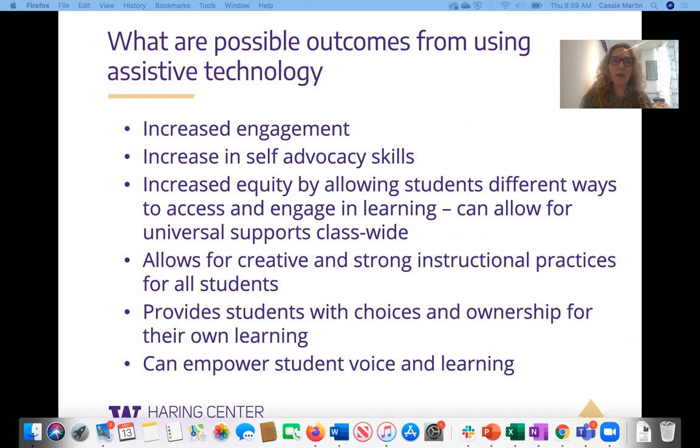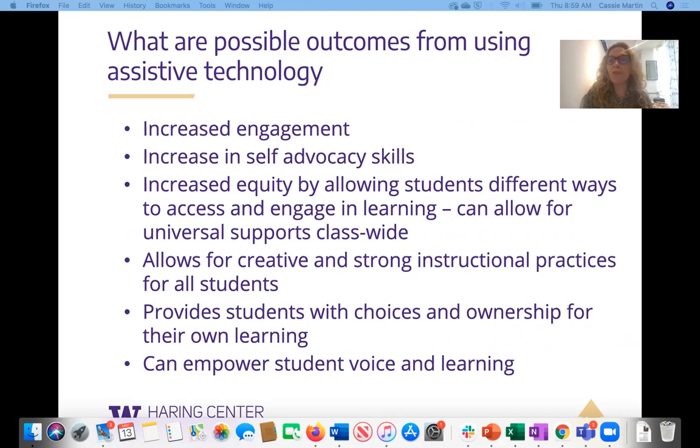So, as we know, oftentimes what's helpful to students who need accommodations is helpful to all students and just turns out to be good instructional practice. Integrating AT tools and supports into teaching and learning has the capacity to empower students to use their voices to get what they need across the school day.